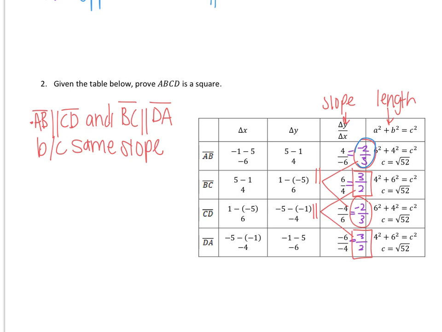I see this negative 2/3 and then I see a positive 3 over 2. Those fractions look like they're flipped upside down and negated, which means that they are oprecips, so those lines must be perpendicular. So we're going to make that conclusion. AB is perpendicular to BC because instead of same slope this time, they were oprecips.